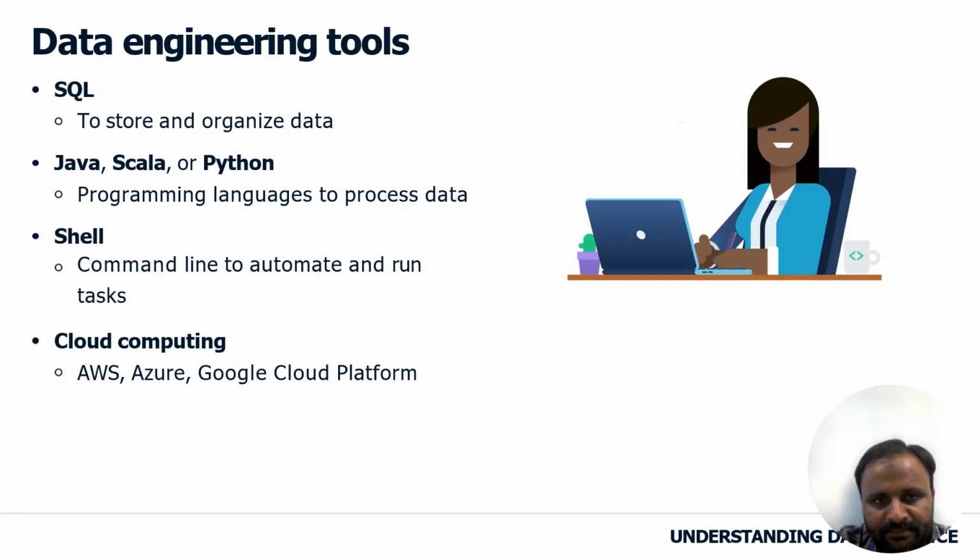Data engineers must be proficient in SQL, which they use to store and organize the data. They also must be good in a programming language like Java, Scala, or Python to process the data, because for the processing part, the programming language plays a very important role. They use shell on the command line to automate and run tasks. Finally, data engineers now more than ever need to be comfortable with cloud computing systems to ingest and store large amounts of data.